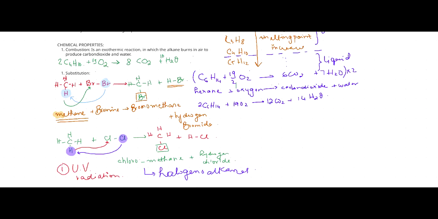When I'm saying UV light, I mean high up in the atmosphere, not over here. On the surface of the earth, we don't receive that much UV light. You go high up into the atmosphere, close to the sun, above the ozone layer. That's where the UV light is. So you need UV radiation. This reaction does not occur without UV radiation.